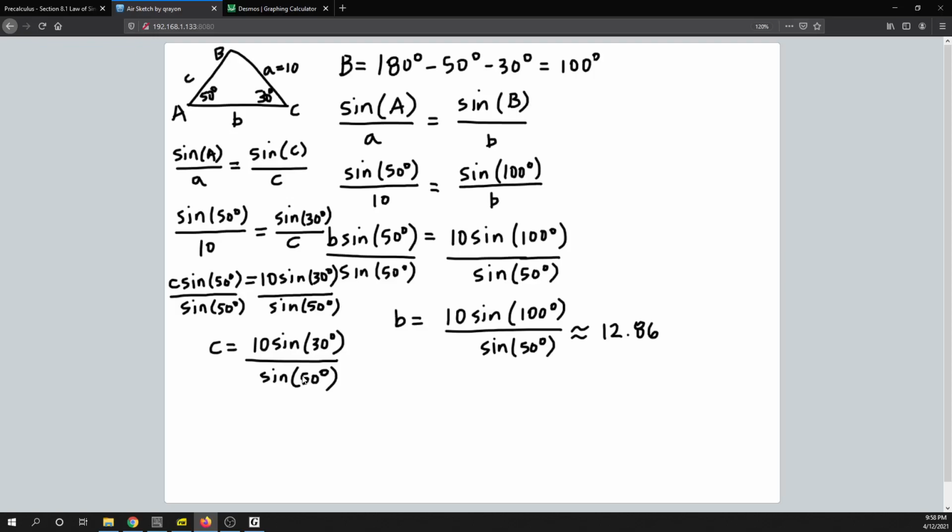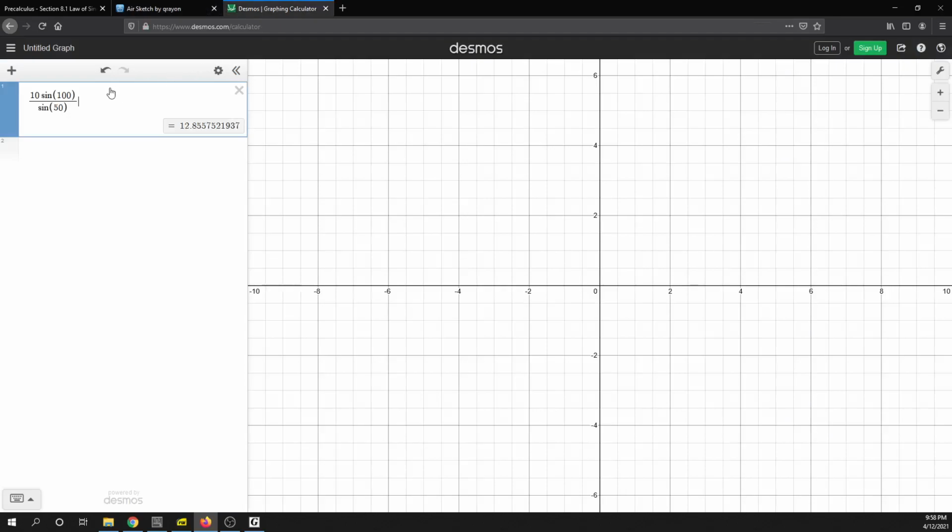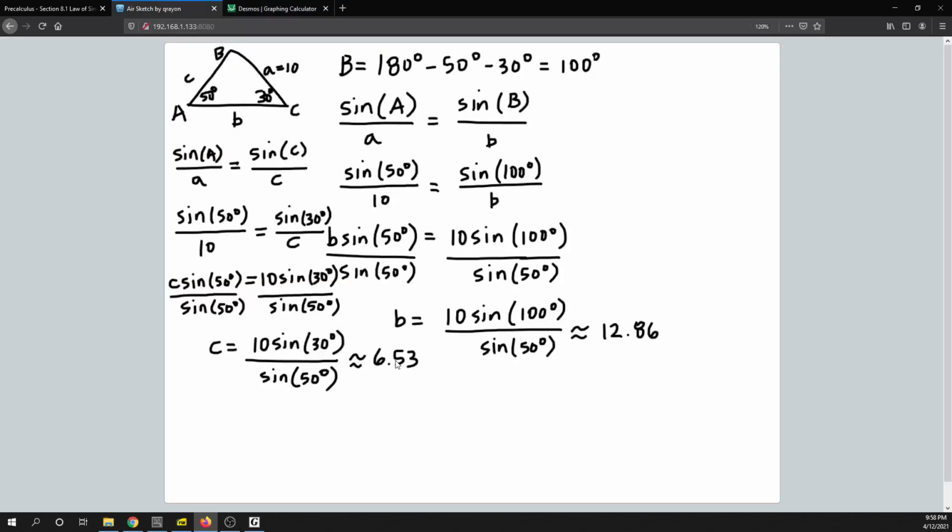All right, solving for c, and then we would go to the calculator, and it's going to be just a difference here. Again, making sure that you're in degree mode, but we can see we get approximately 6.53. All right, and that is side c. All right, and that is it on this problem.